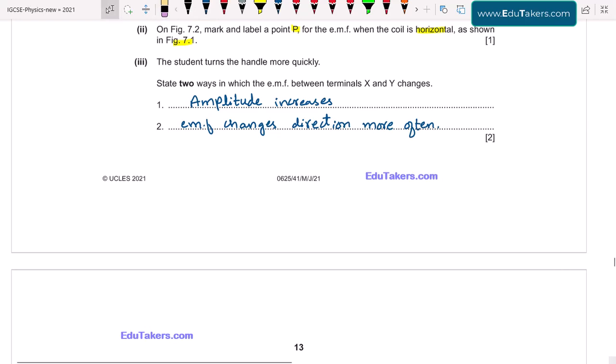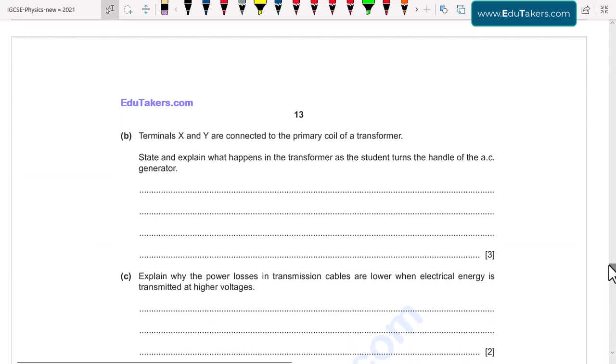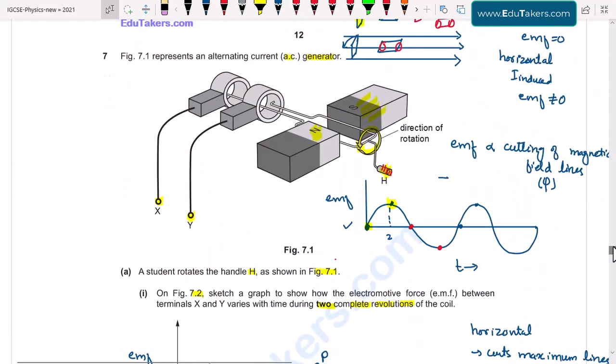Next part. Part B. Terminals X and Y are connected to the primary coil of the transformer. State and explain what happens in the transformer as the student turns the handle of the AC generator. So going back to the figure again. So here we connect the transformer with these terminals X and Y, and I'm connecting here. There is primary coil.